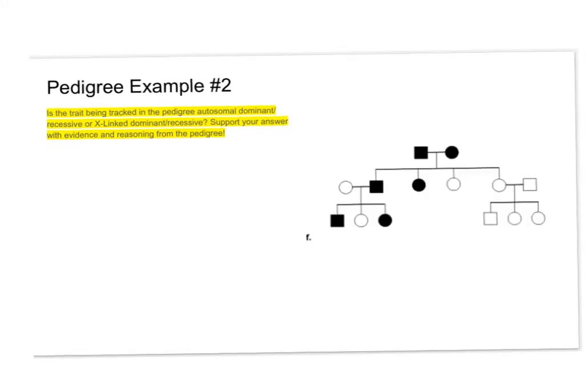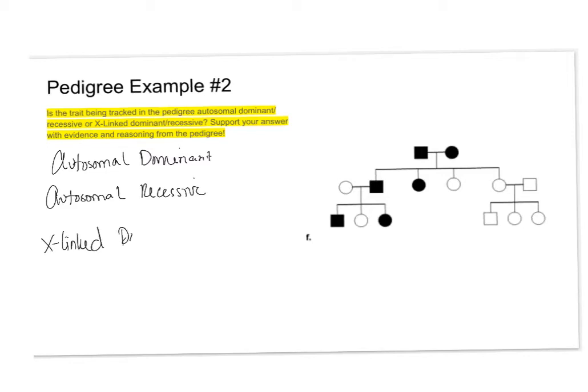Okay, so let's do one more example here. This was example 2. So again, I prefer to start just by writing out those four options. So again, autosomal dominant, autosomal recessive, and X-linked dominant and X-linked recessive.